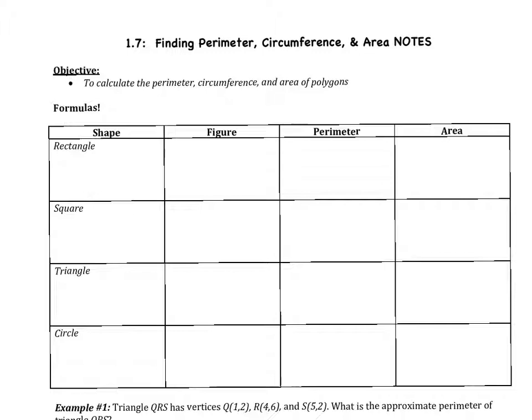So first thing we're going to talk about is we're going to look at the 4 different shapes and the formulas for perimeter and area, and then we'll do some examples. A lot of these formulas you should already know, but there might be a few new ones. So let's just jump right into the formulas.